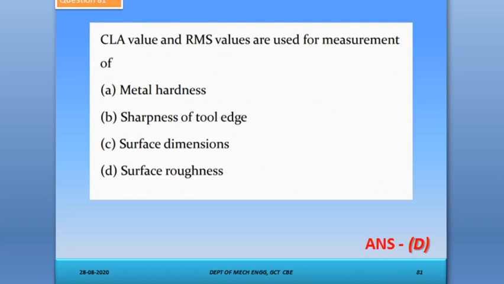CLA and RMS values are used for measurement: CLA is center line average and RMS is root mean square. These two are measuring the surface roughness. It's option C. These two methods, center line average and root mean square, both are used for measuring surface roughness. Option D is the correct answer.